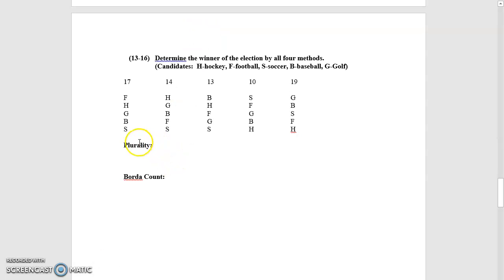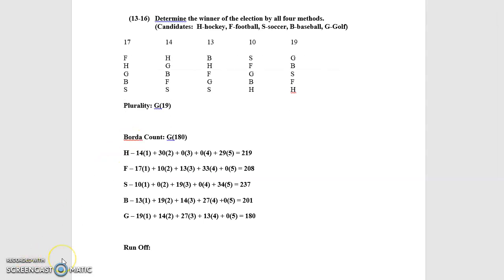Now moving on to my second one. Okay, same type of problem, only in this case my winner is golf, or G, with 19 with plurality, the most first place votes. With the Borda count on this one, I'm just going to go through H: 14 first place votes, 30 second place votes, 0 third place, 0 fourth place for H, but then obviously 29 fifth place votes. We multiply, we add, and we get our numbers, and once again our lowest number is the winner. In this case 180, so golf is the winner by plurality and Borda count.